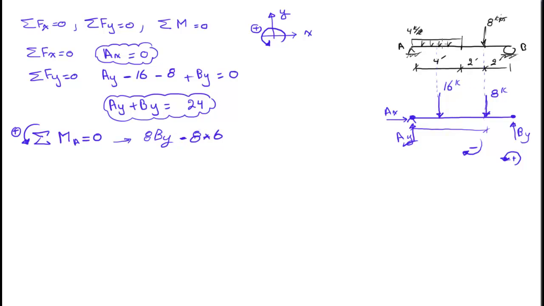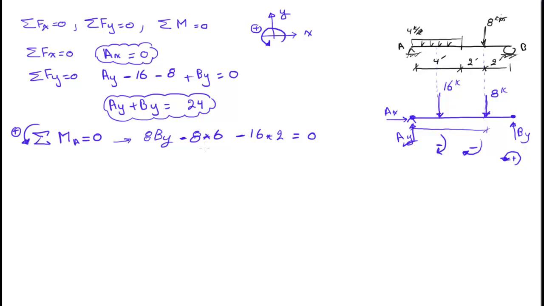Remember, the concentration of the distributed load is at the middle of this portion of the beam, which is 2 from point A. So it's gonna be 16 multiplied by 2, and that will give me equals to 0. But again, what is the sign here? Obviously the 16 will rotate this way, so it's a negative, so I put a negative here.